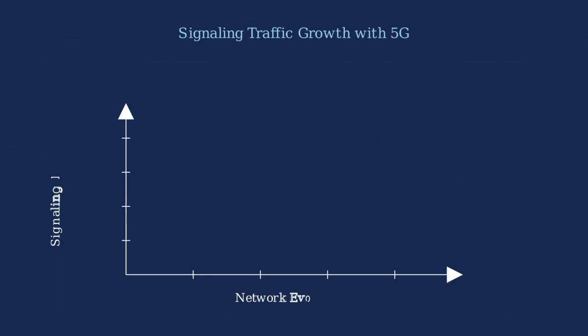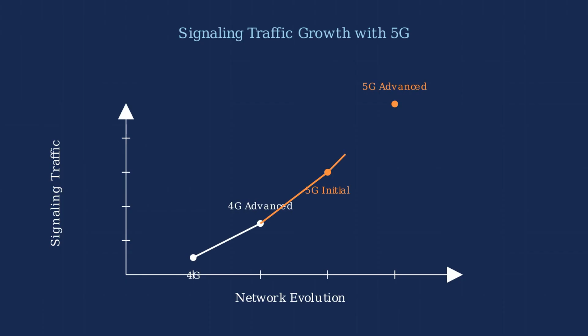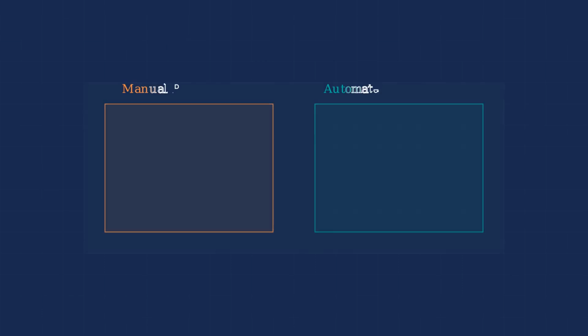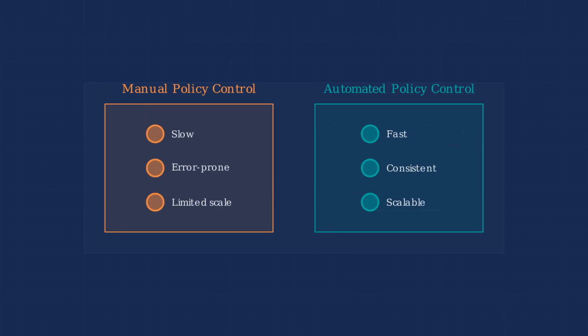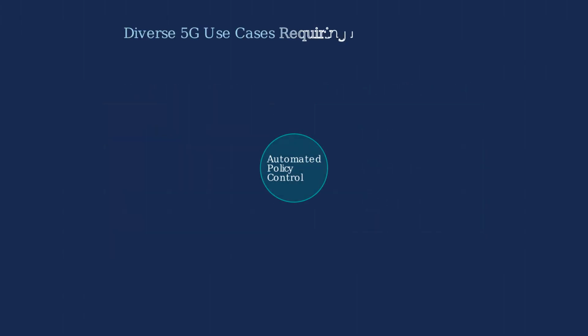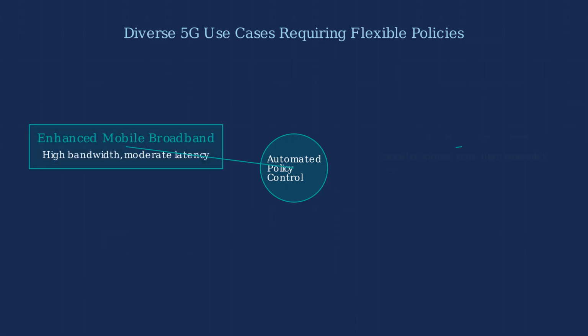With 5G, operators need to plan for at least 2 orders of magnitude increase in signaling traffic. This volume makes manual policy management impossible. Automated policy control delivers significant advantages over manual methods, providing consistent experiences, rapid adaptability, and the ability to scale with network demands. Each 5G use case presents unique policy requirements.